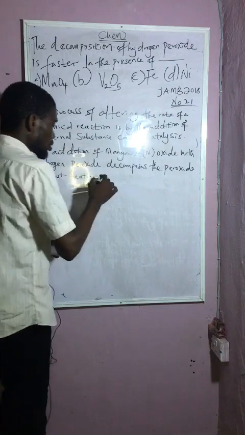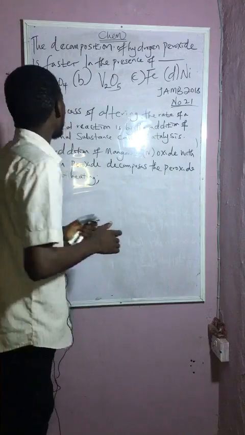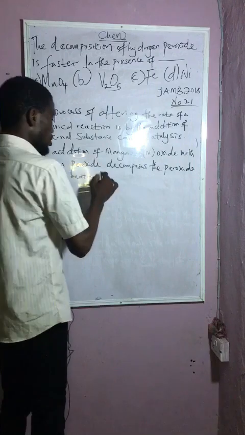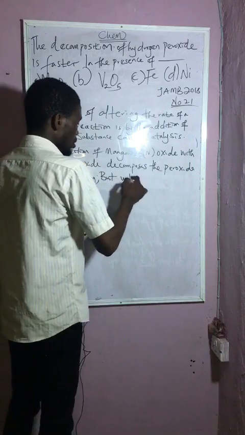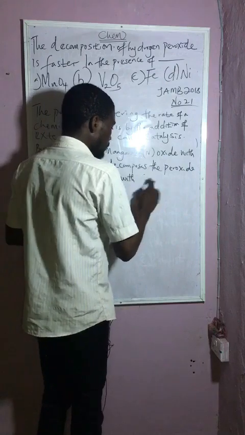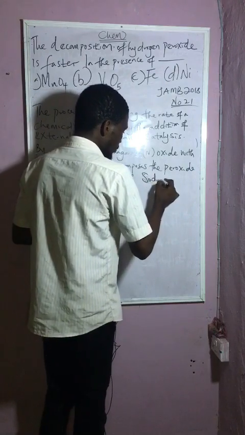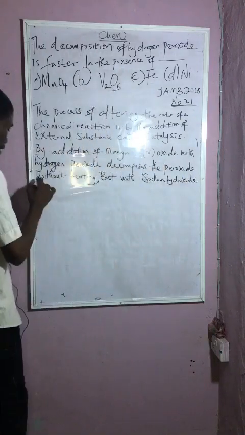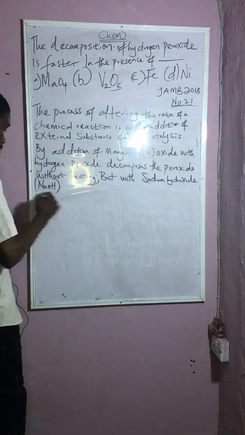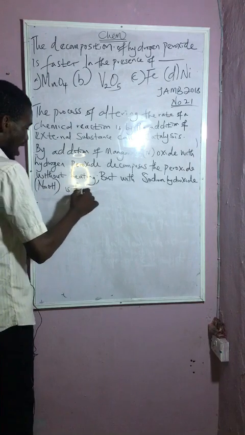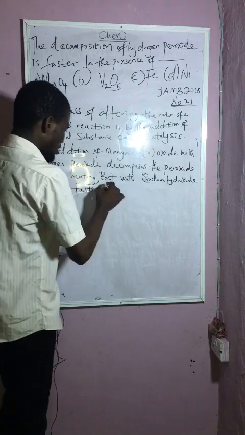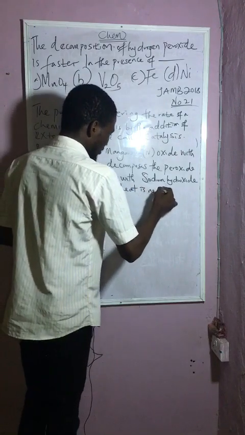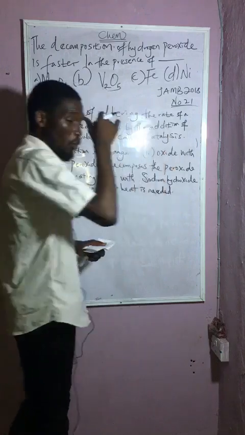but in case you find it occurs in a Jamb, maybe instead of using manganese 4 oxide, it makes use of another compound. This is it. So but with sodium hydroxide, which is NaOH, is faster, but heat is needed. You can see it now. Why again in your Jamb?